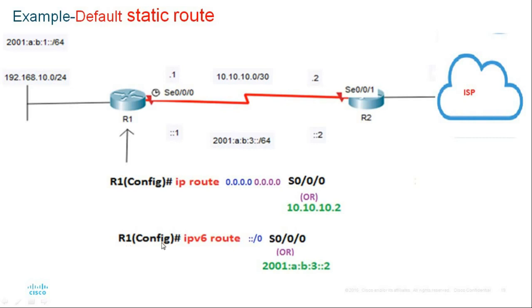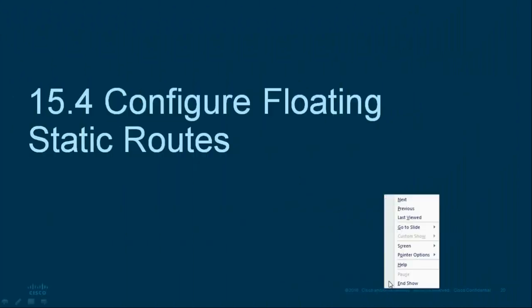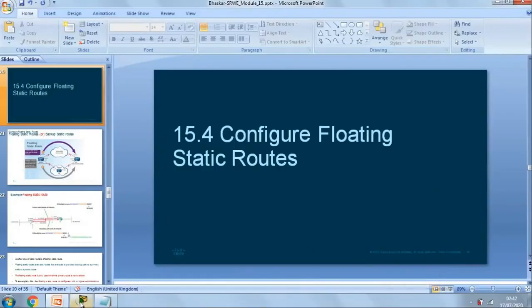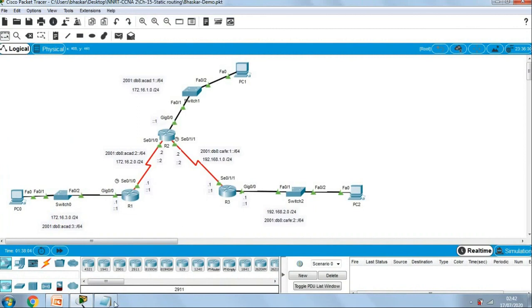Now we go for IPv6, how to configure it. IPv6 route ::/0. This is the default IPv6 static route, followed by the exit interface or the next hop address, that is 2001:AB:3::2. So based upon the question, you can use either this one or that one. So that's all about the default static routes. Before going further, I'm going back to my topology. I want to configure here.